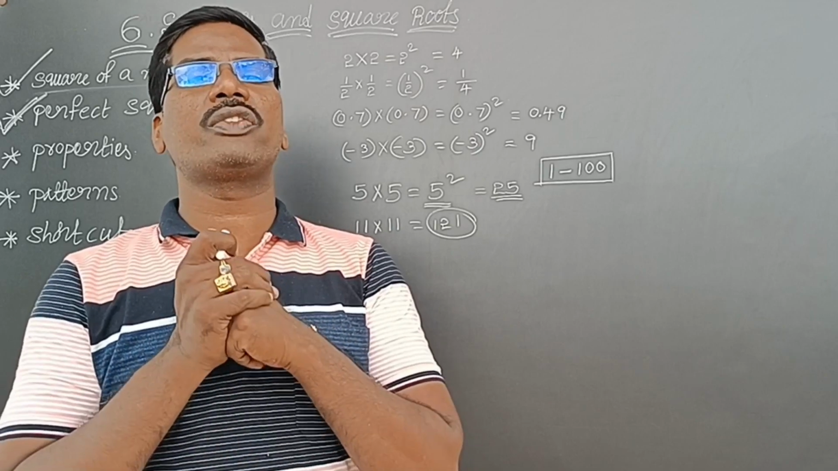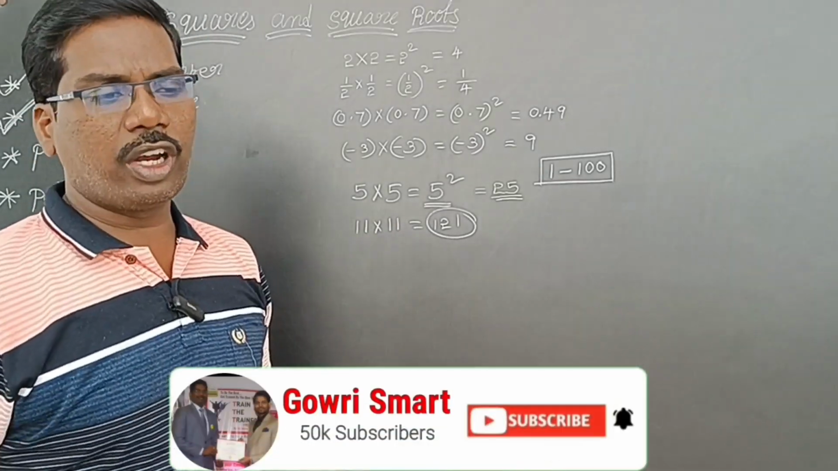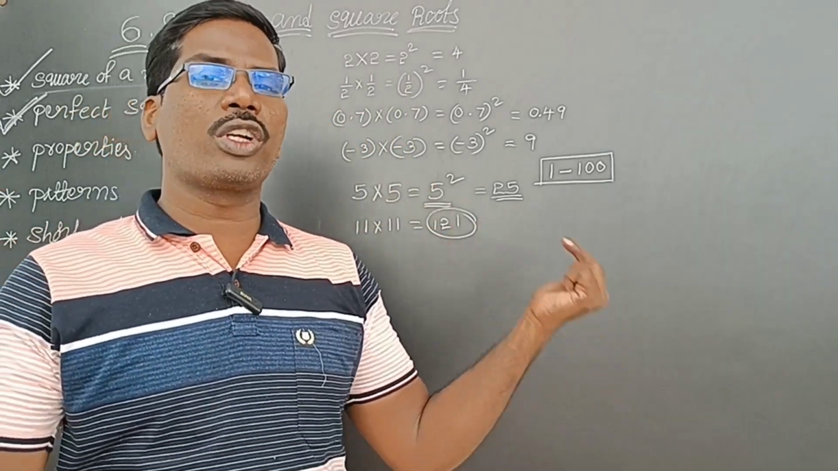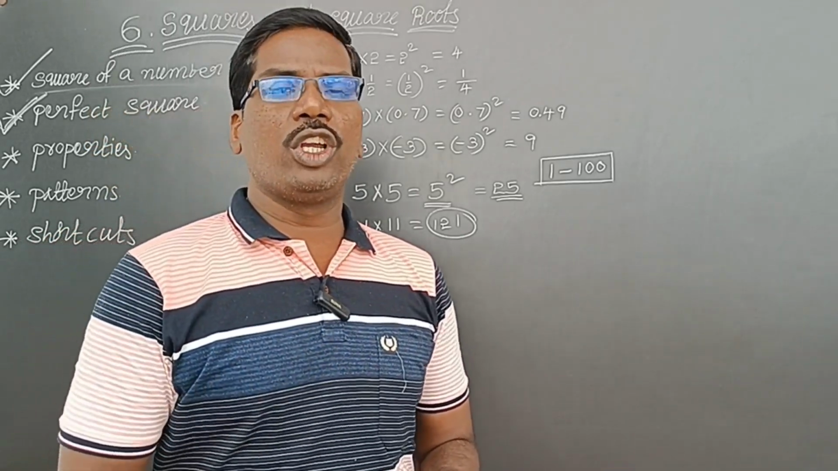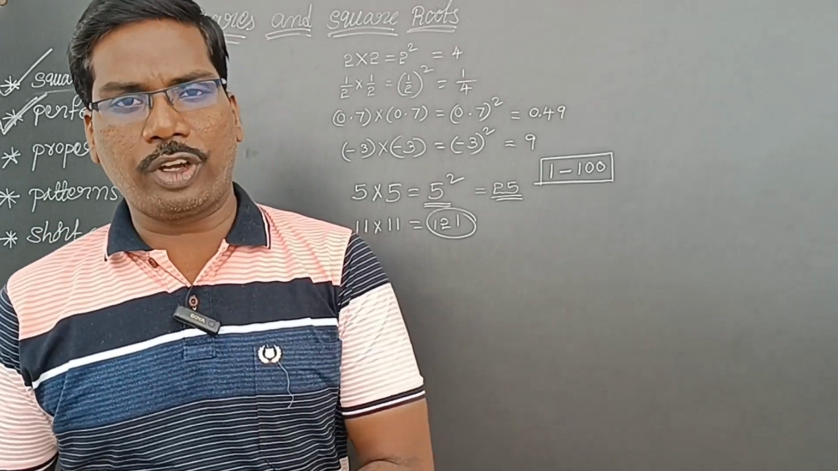Up to 100 perfect squares, if you know very well, then this chapter is very easy for you, because they will ask to find the square of one number. 99 square they will ask. You have to remember, you have to recollect 9801. 95 square, you have to know 9025. 75 square, you have to know 5625.